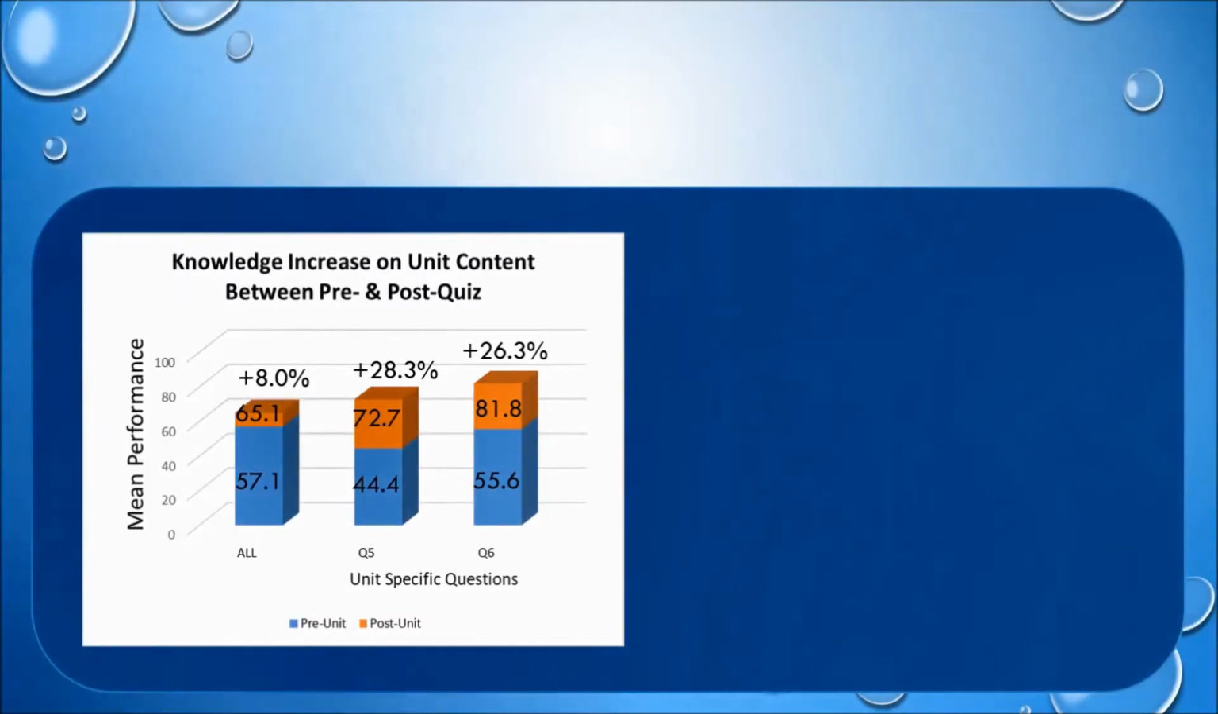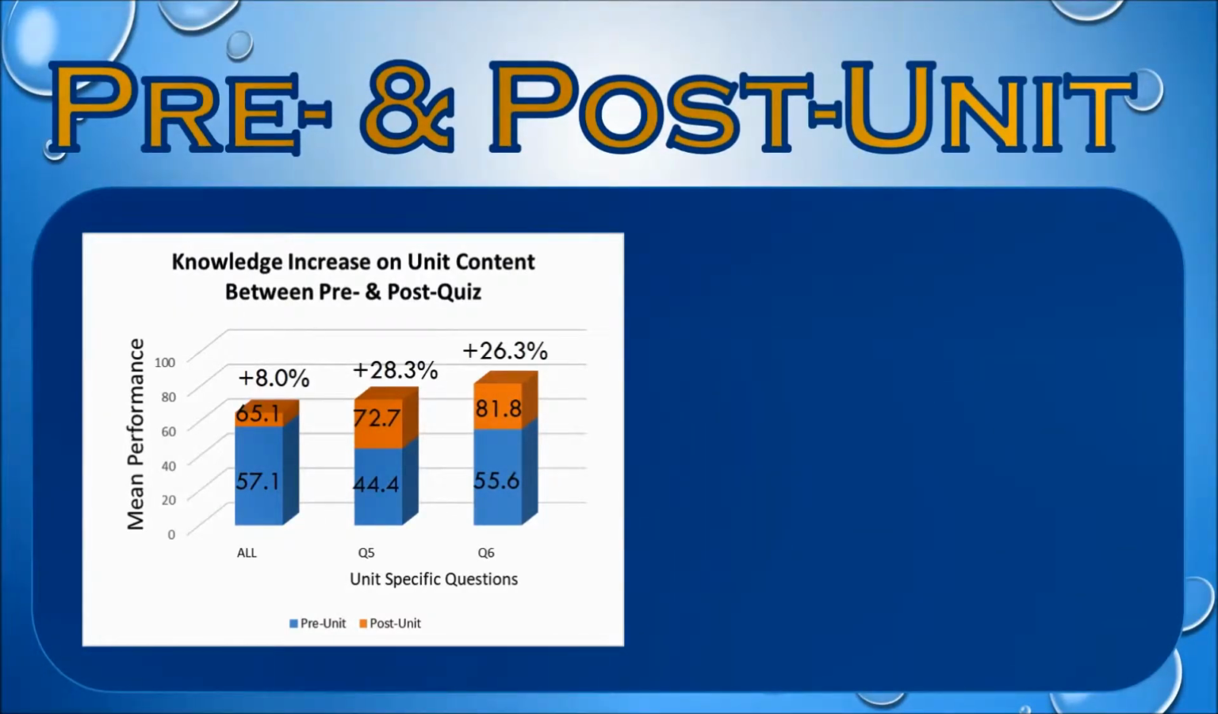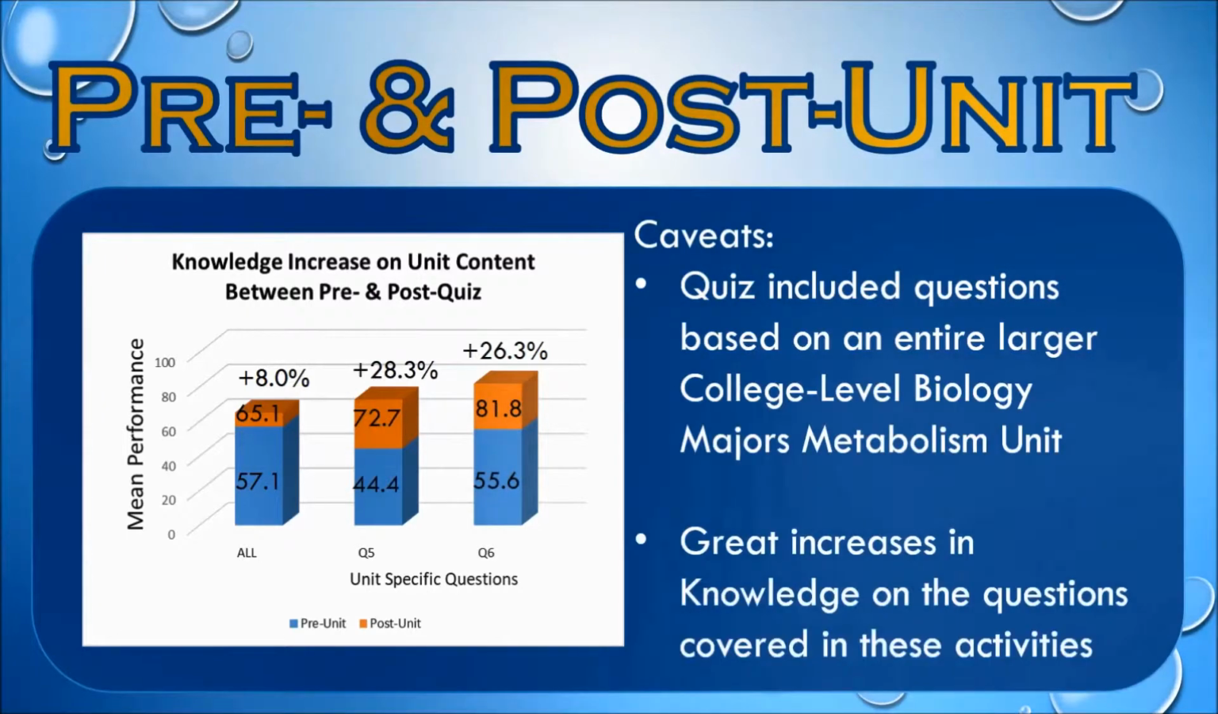There was a pre and post unit quiz that was administered, obviously, before and after this particular RET unit was performed in the classroom. And a caveat is that the quiz did include questions based on the entire larger college-level biology majors metabolism unit. There were great increases of 26 and 28% in knowledge on the questions that specifically pertain to this activity set, but there were other questions that were beyond what was covered within this unit. Regardless, there was still an overall 8% increase on the entire quiz, which is almost a letter grade.